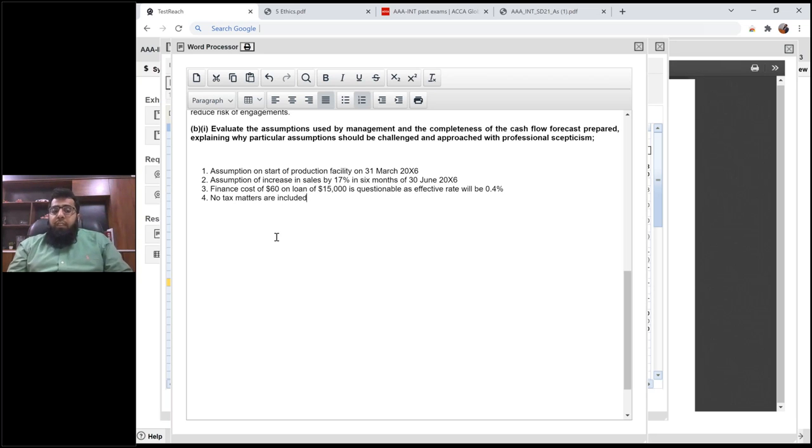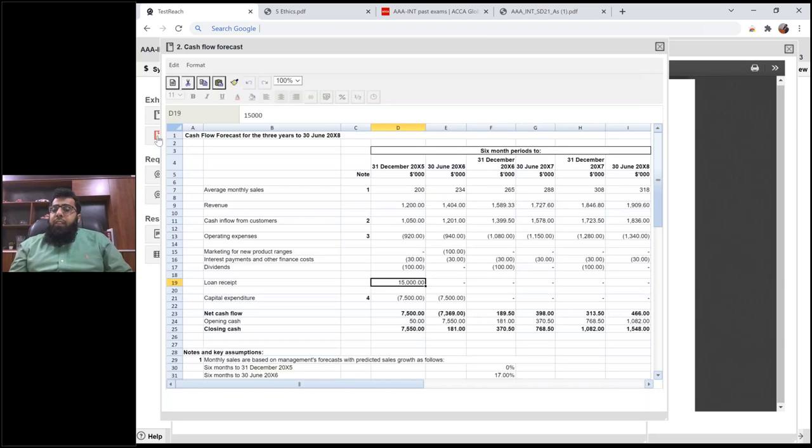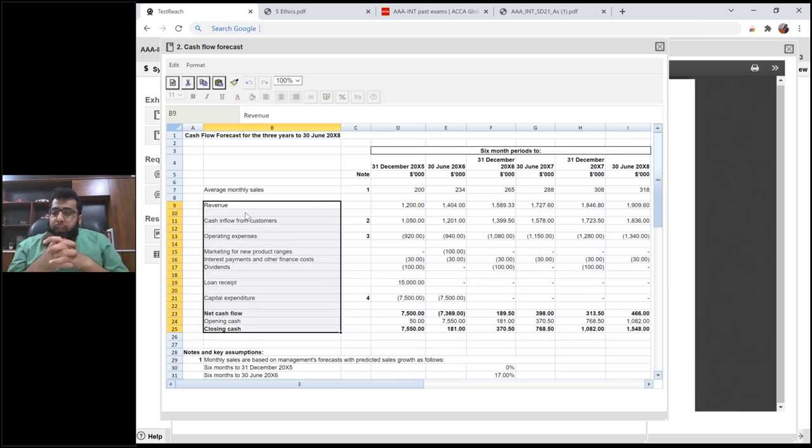If you look at the forecast, he says that in this entire cash flow forecast, there is no tax revenue, cash inflow, operating expense, marketing, interest, dividend, loan received, capital expenditure, and there is no tax. Okay, there is no tax in it.